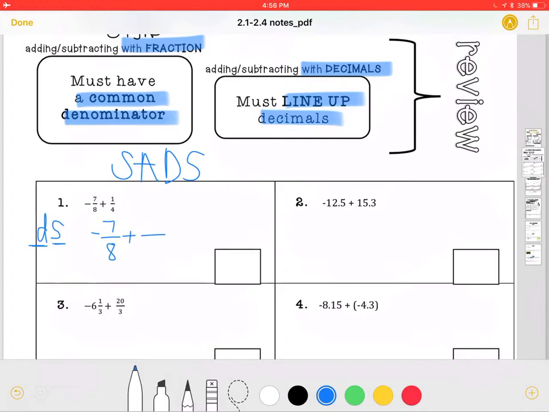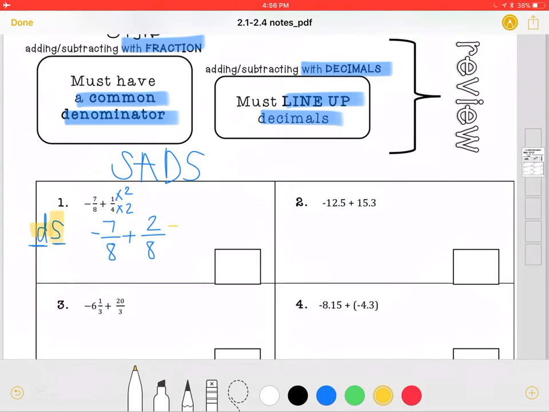What do I multiply by 4 to get 8? I'm going to multiply it by 2. Remember, whatever you do to the bottom, you have to then do to the top. So what's 1 times 2? 2. So 1/4 with an 8 as the denominator would be 2/8. Remember, we said they have different signs, so we're going to subtract these numbers. What is 7/8 minus 2/8?